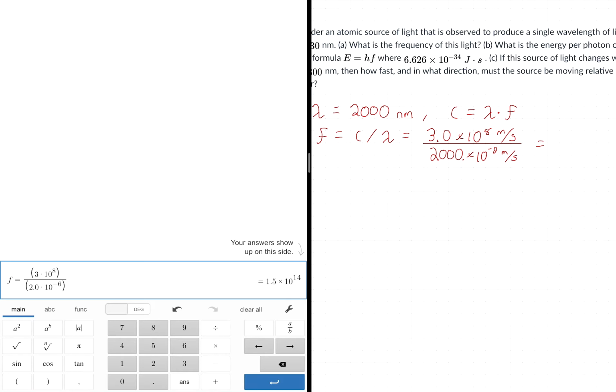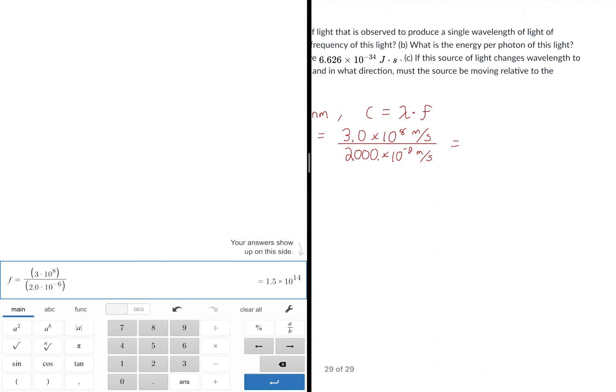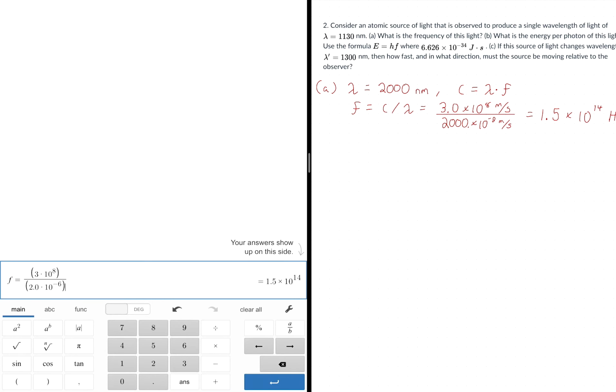So we can then see our frequency. Our frequency is hundreds of trillions of hertz, which is typical of light, even longer wavelength light than visible light. The frequencies are huge. So 1.5 times 10 to the 14 hertz. That's the first answer to part A.